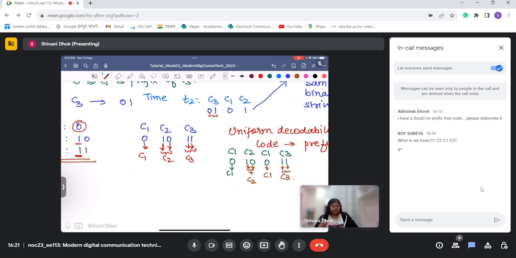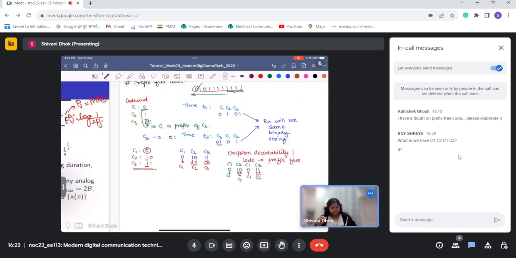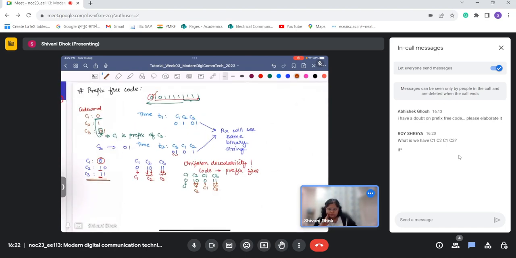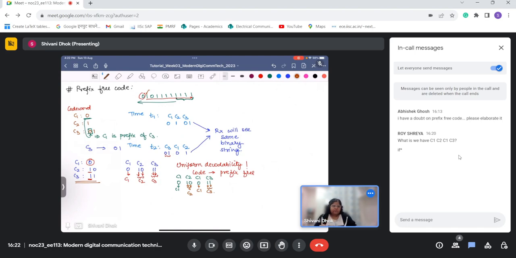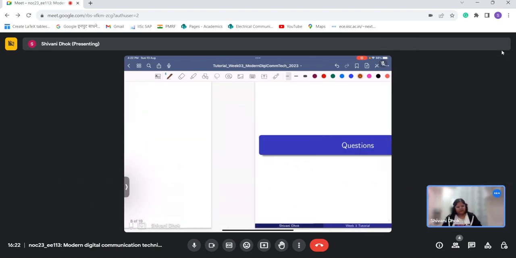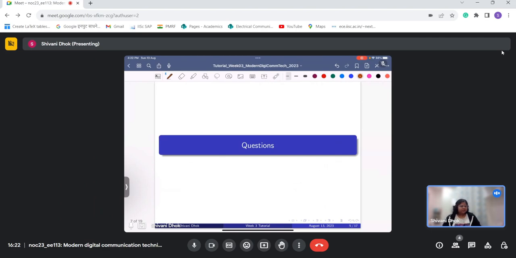Okay, got it. Thank you. Any other doubt? Abhishek, is this clear to you? Prefix free code? Yes, ma'am. Okay, thanks. So, if it's clear, then let's start with questions. Do you have any other doubts? Please let me know.